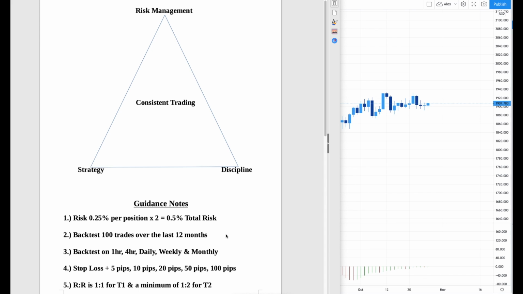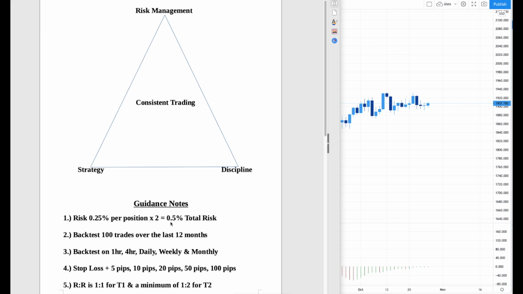So backtesting, I would suggest that you look over the last year and try and find 100 trades in total. Now, how you want to do this is entirely up to you. If you have 2 or 3 strategies, you could split those 100 trades between them. So if you had 2 strategies, you could say, I want to do 50 trades on that strategy and 50 trades on that strategy. Or if you've got one strategy, just do 100 trades on that strategy and collate the data.